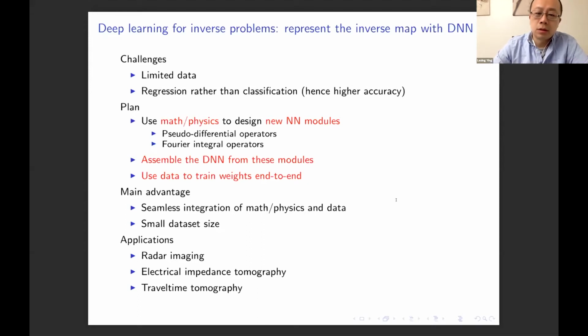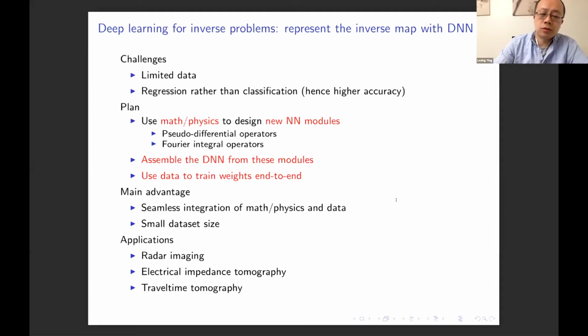So the plan that I'm going to advocate in this talk is that we're going to use the mathematics and physics of the inverse problems to design new neural network modules. These are tailor-designed for inverse problems and also in general for problems with a certain mathematical structure. I'll give two examples: one is pseudo-differential operators and the other is Fourier integral operators. Both of them play a significant role in the numerical computation of inverse problems.